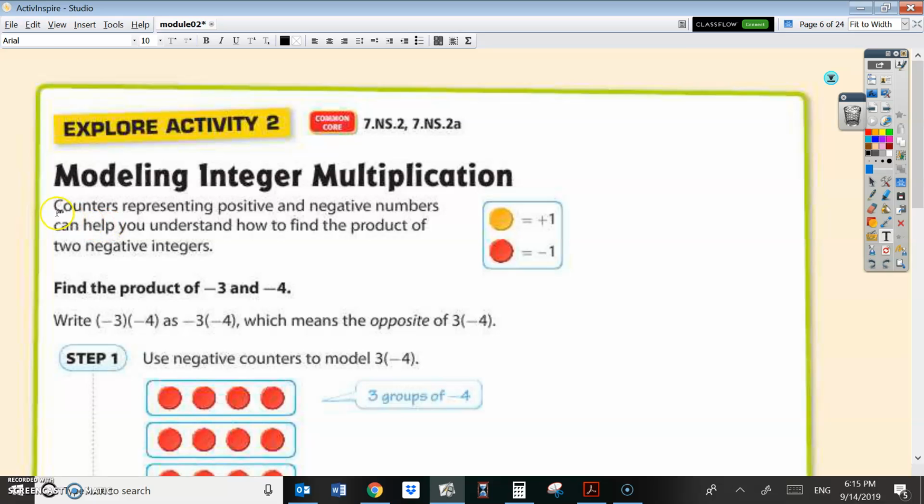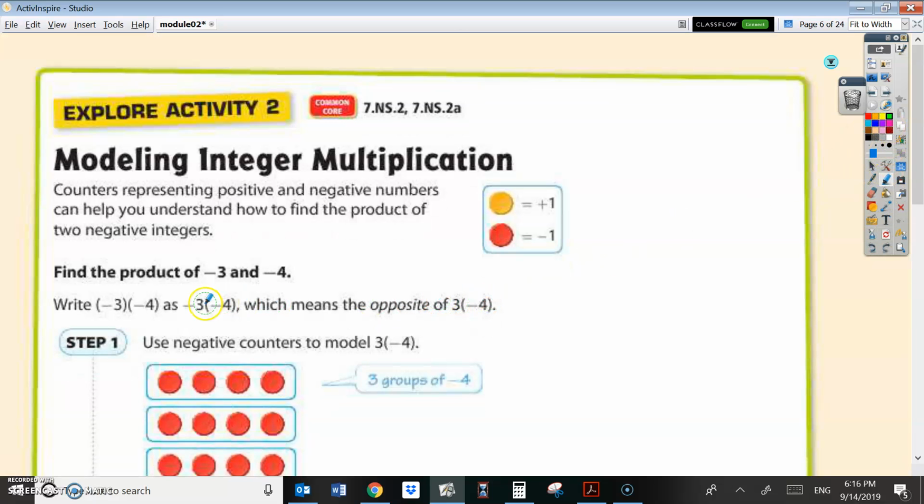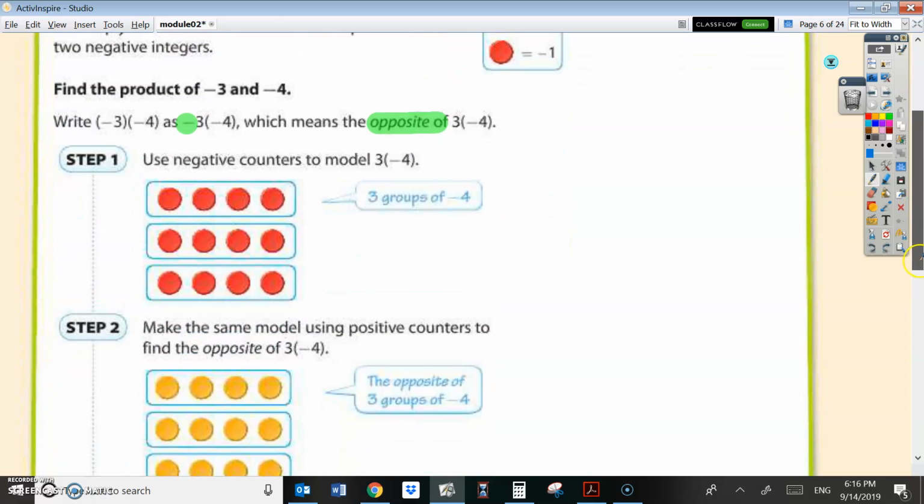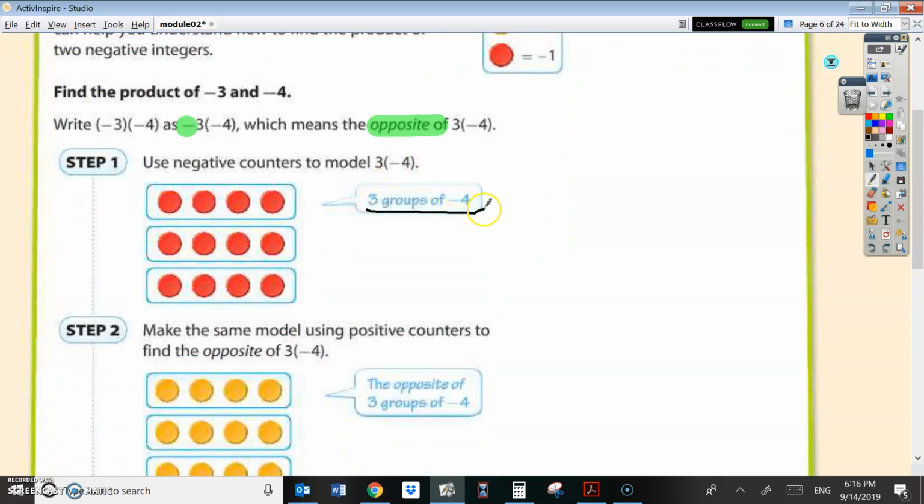Ooh, counters. Alright. Counters represent positive and negative numbers, and they can help you understand how to find the product of 2 negative numbers. -3 times -4 means the opposite. Okay, so this right here means the opposite, right? So you've got 3 groups of -4, but then you have to take the opposite.